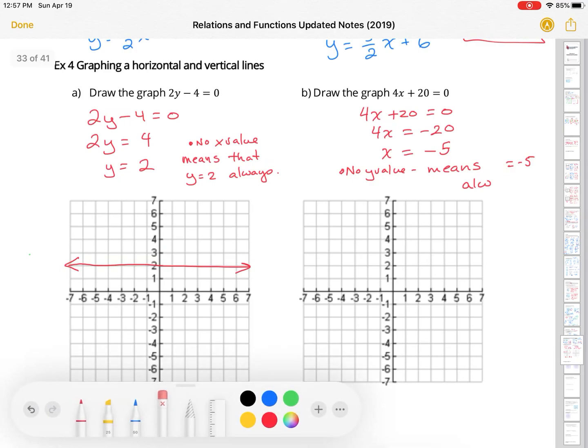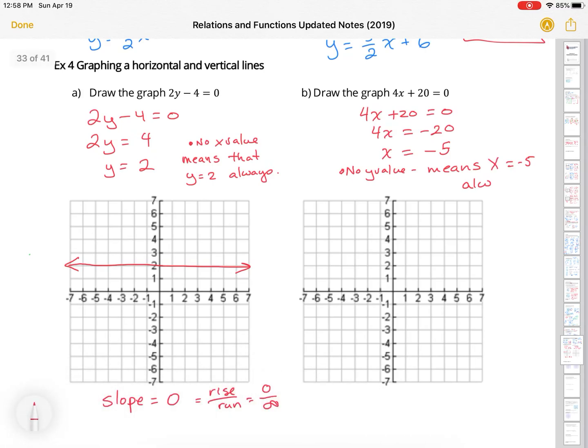Boy, I'm getting carried away there. Mrs. Finley has a writing utensil problem. X equals negative 5 always. Okay? So what that means is that along the x equals negative 5, we draw a nice vertical line.